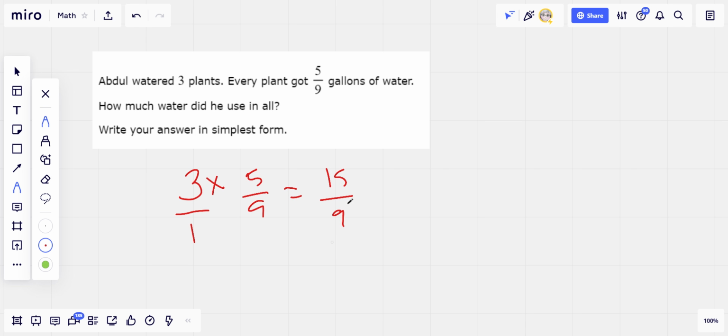And let's see, I think these are both divisible by 3. So 15 divided by 3 is 5, and 9 divided by 3 is 3. So it looks like 5/3 gallons of water. And this is simplest form because both 5 and 3 are prime numbers. So that is a little bit of work with some word problems involving multiplying fractions and whole numbers.